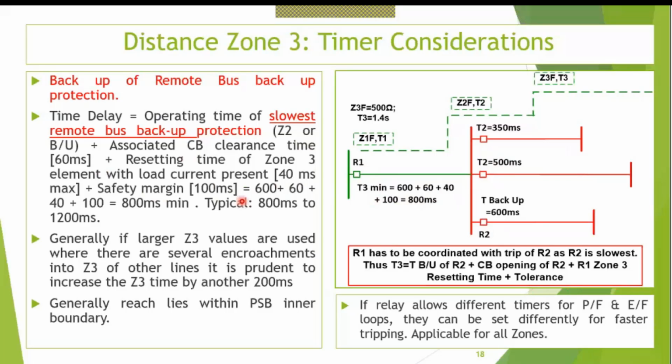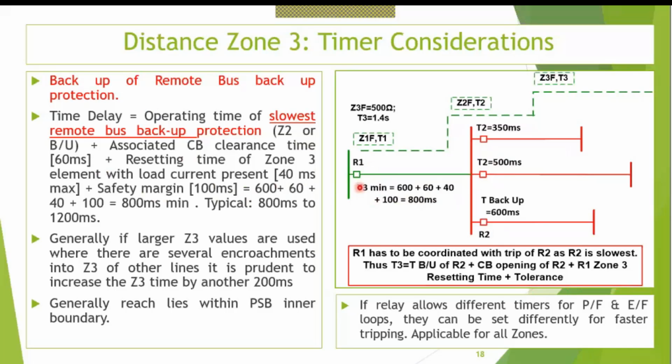If larger zone 3 values are used where there are several encroachments into the zone 3 of other lines, it is prudent to increase the zone 3 timer by another 200 milliseconds.